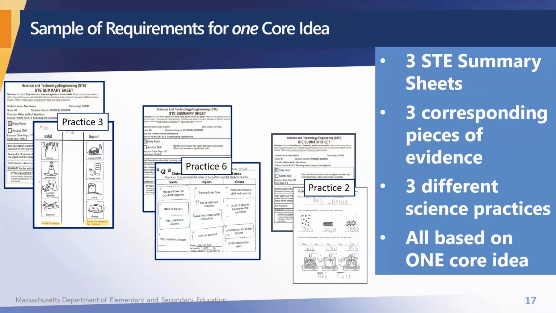So in grades 5 and 8, you'll have 3 different disciplines. So you'll have 3 core ideas, and each of those core ideas is right here: 3 summary sheets, 3 corresponding pieces of evidence, 3 different science practices. Okay.